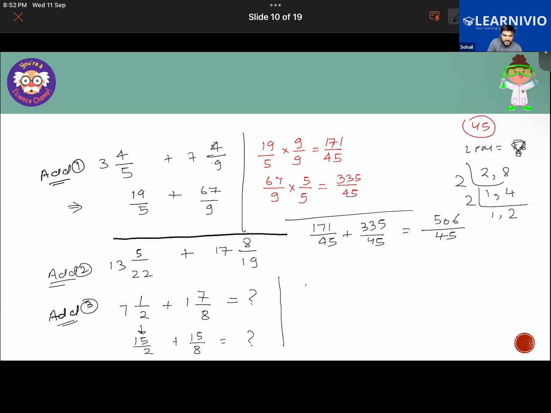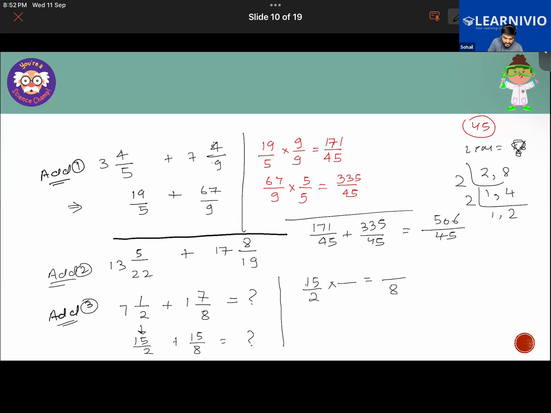Good. Now next what we are going to do, we are going to convert the denominator to 8. One of them already has the same denominator now, so no need to do any changes in this. It will remain as it is. Getting it? Okay. So we are going to do changes in this one only. So what should I multiply it with so that the denominator becomes 8?